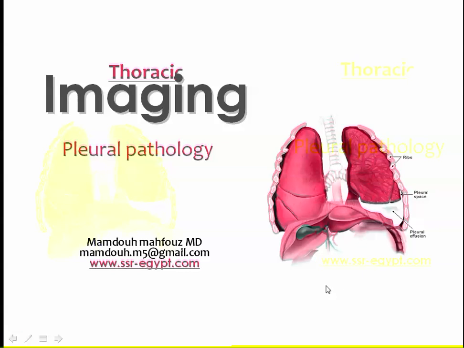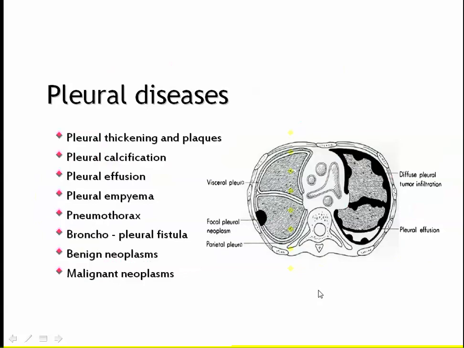Then the pleural pathology, we will handle these topics. Number one, pleural thickening and the pleural plaques, pleural calcification, pleural effusion, pleural emphysema, pneumothorax, bronchopleural fistula, benign pleural neoplasms, and finally the malignant neoplasms.